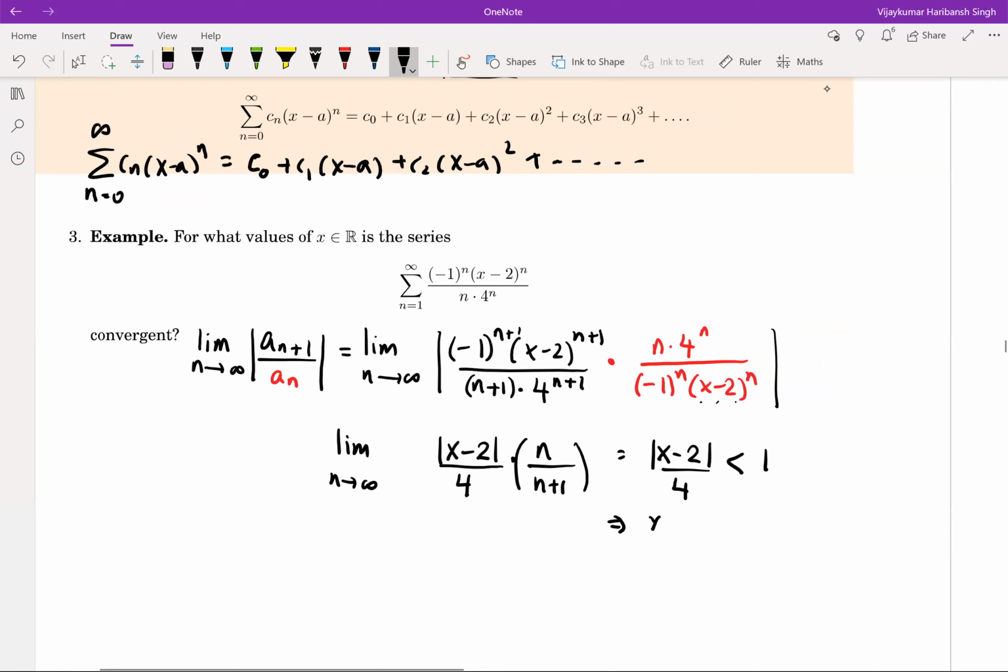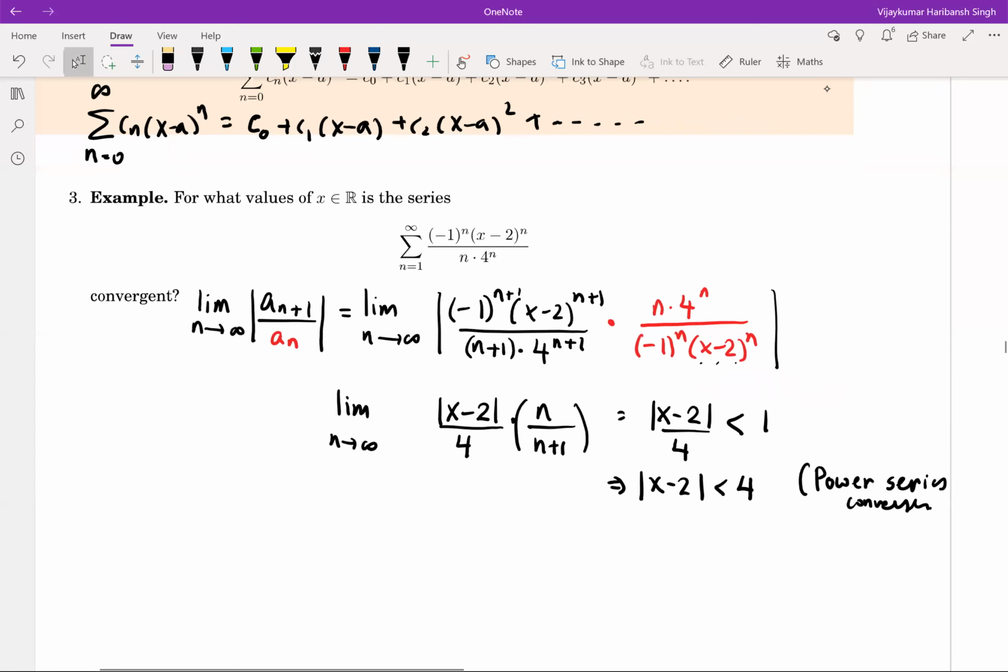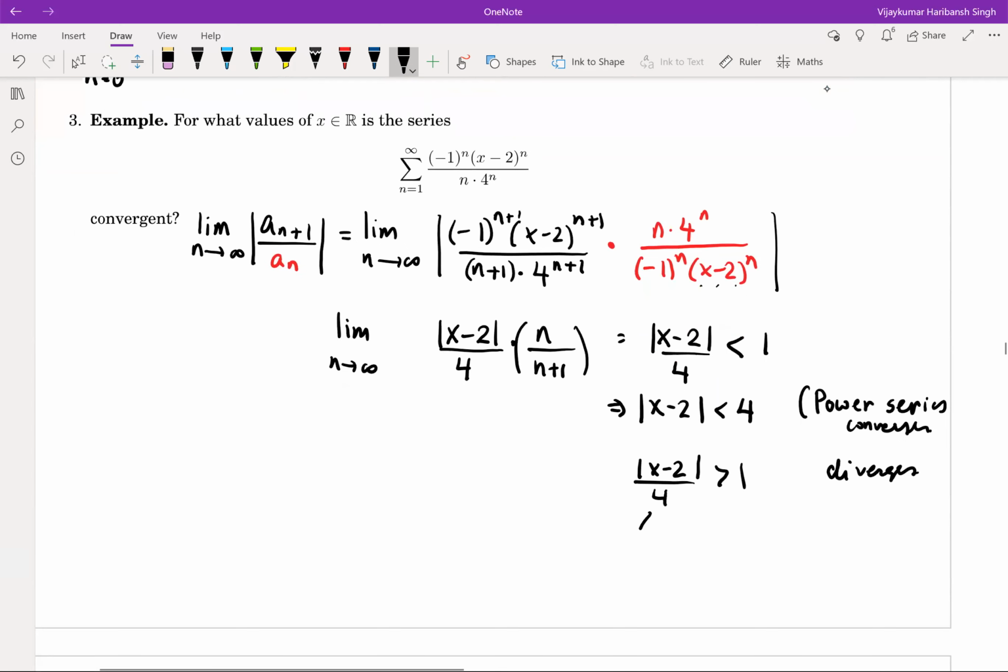So this implies for |x-2| less than 4, your power series converges for sure. And if you rewrite this, for |x-2|/4 bigger than 1, it diverges. That means for |x-2| bigger than 4, it diverges. So here, the radius of convergence is going to be 4. Okay, now what about the interval of convergence?